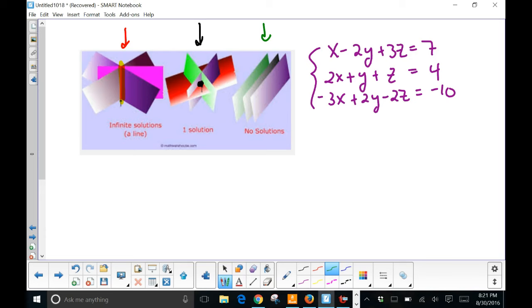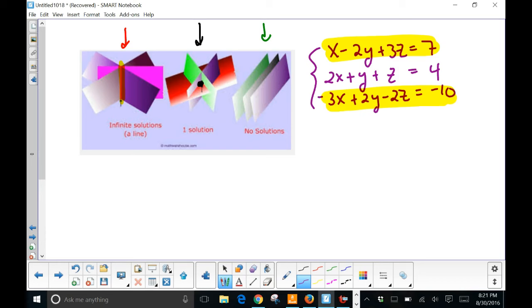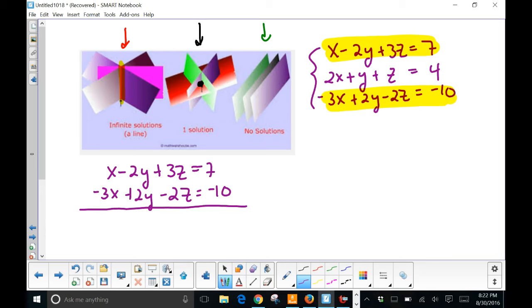Okay, let's get to work now on solving this system. And again, it's set up for elimination because I have the x's lined up, the y's lined up, and the z's lined up. Now, if I look at this first equation and this last equation, it looks pretty nice to me because I can very easily add those together and eliminate the y. So I'm going to have x minus 2y plus 3z equals 7, negative 3x plus 2y minus 2z equals negative 10. When I add those together, I get x minus 3x is negative 2x. My y's cancel. 3z minus 2z is plus z equals 7 minus 10 is negative 3.